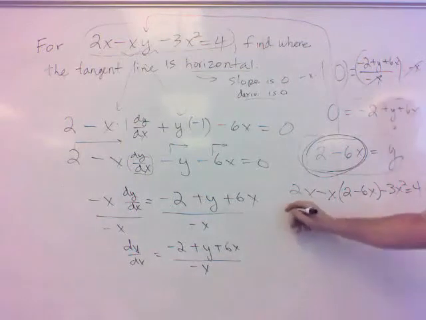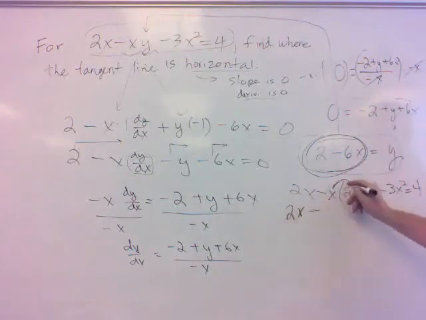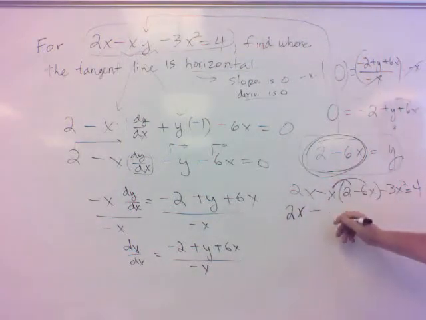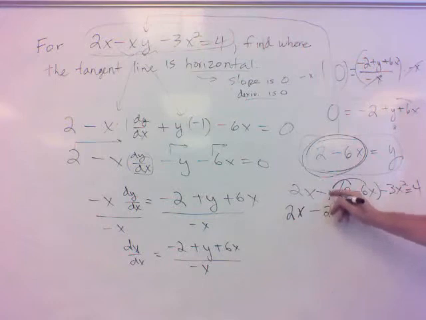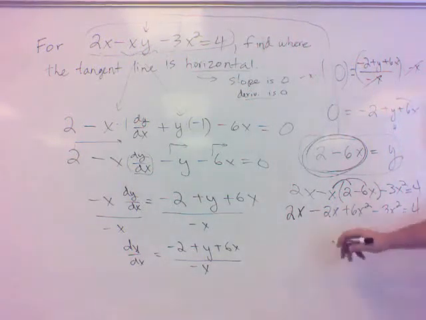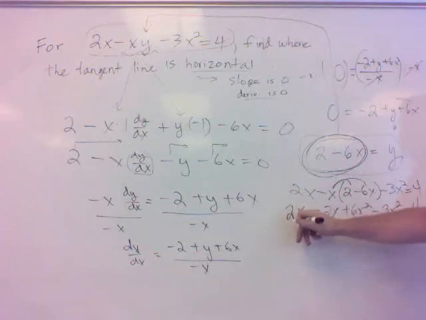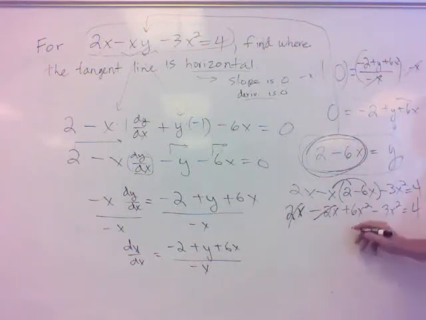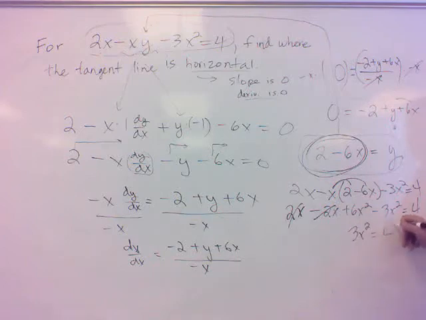All right, so what does that make? It makes it 2x minus, distributed, that'll be minus 2x. Hey, that's nice. And then minus x times minus 6x would be positive 6x squared. Minus 3x squared equals 4. Works out nicely, doesn't it? 2x minus 2x, that's gone. 6x squared minus 3x squared is 3x squared equals 4.